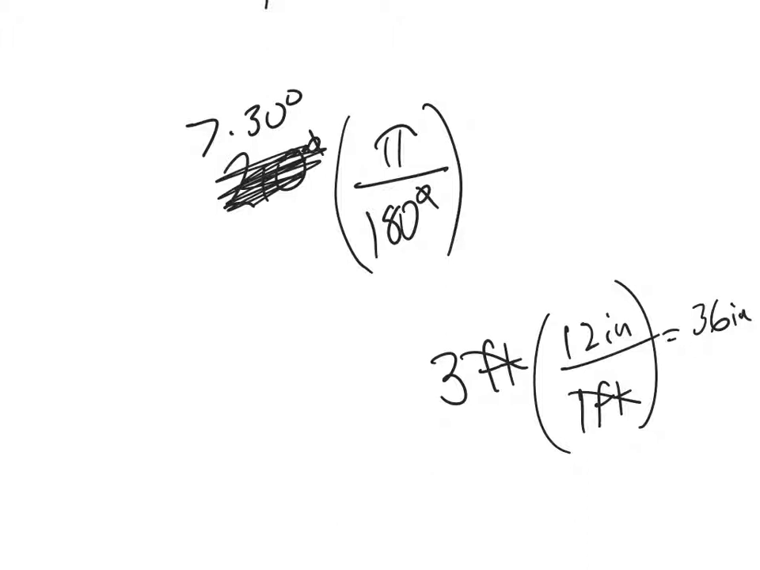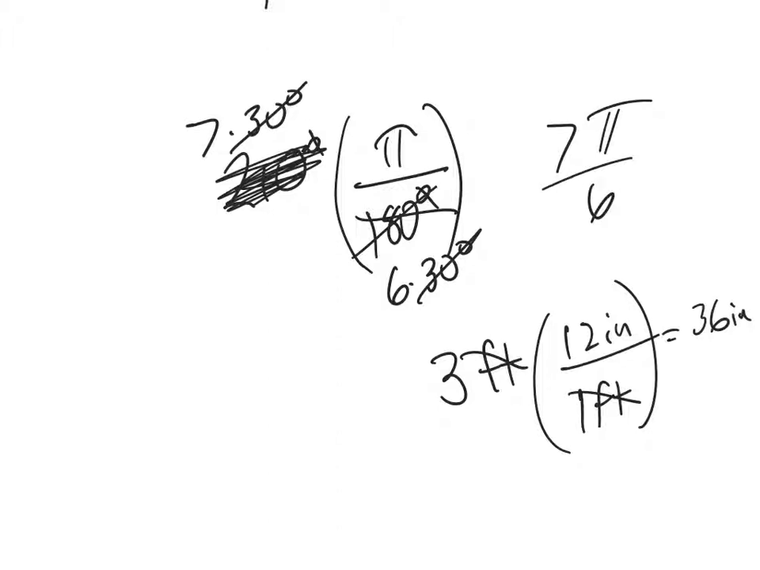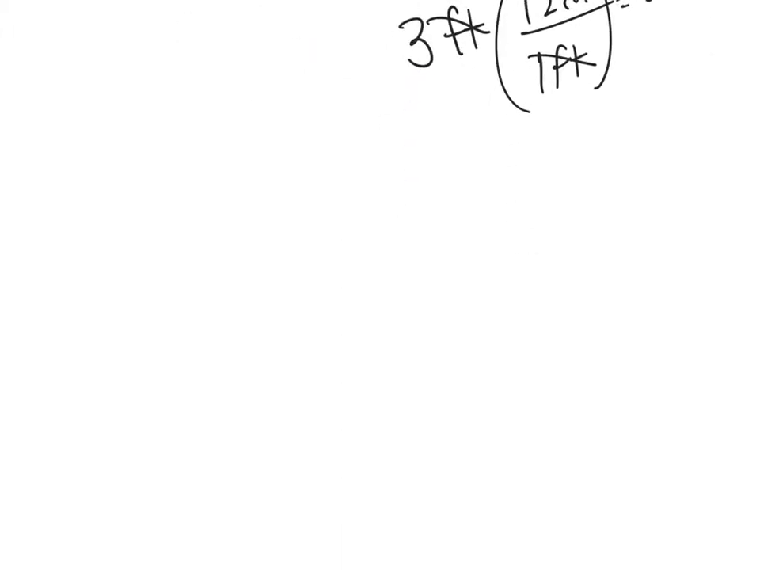Because what do you think I'm going to do on the bottom? 180 goes in 30. So I would change 180 into what times what? A whole bunch of 30s. How many 30s? 6 times 30. And that means the 30s can cancel. 7 pi over 6. Whew. That's what you've got to get good at today. It's not that bad. It really isn't that bad.